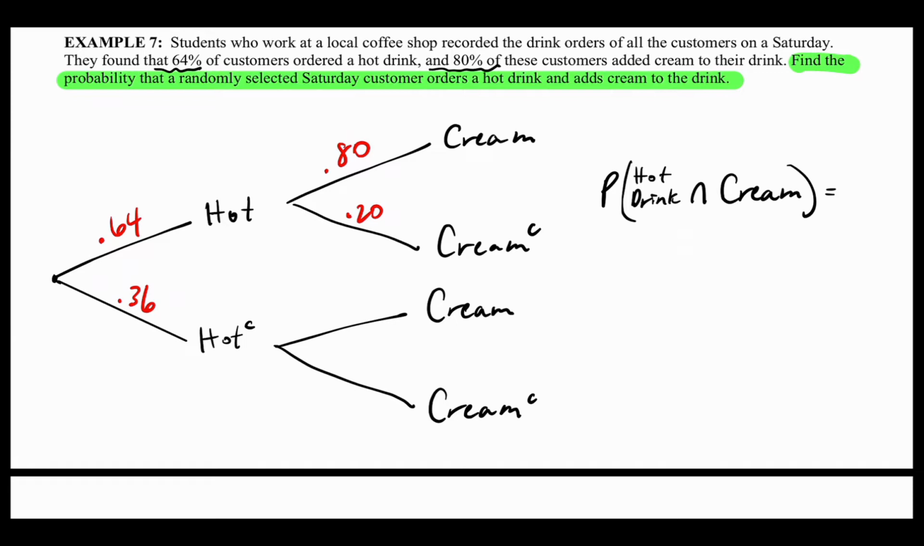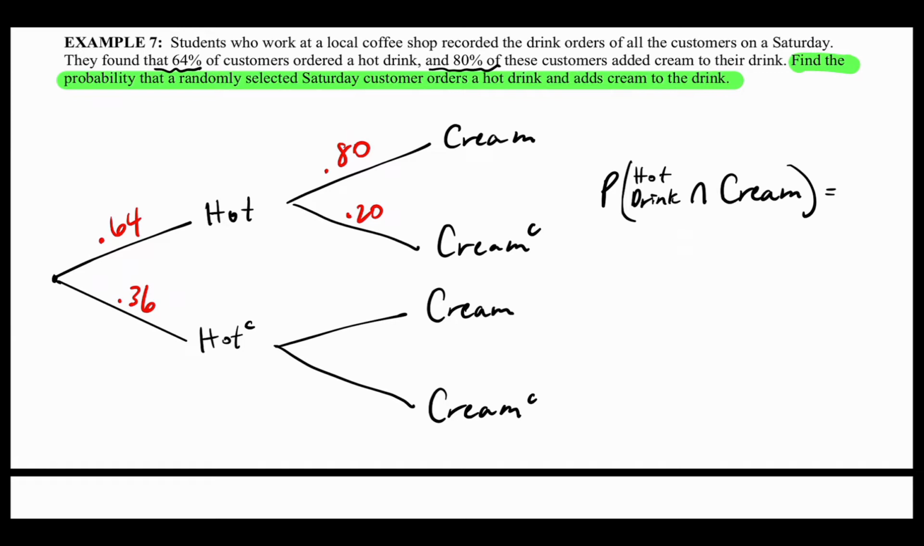So this isn't a given problem. There's no given. It's just one and the other. So I created a tree diagram for this, just because I saw that one event was ordering a hot drink and then the other event was putting cream in it or not. So I did this and I put the probabilities in there.